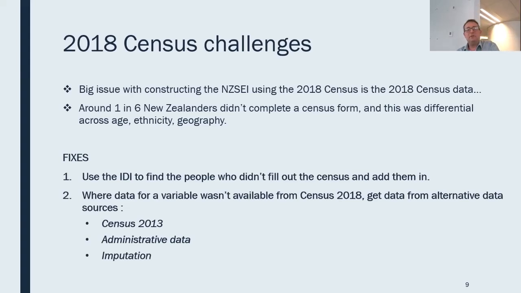And particularly of interest to us is the fixes that they used, given that they didn't have everyone complete a census. Basically, there were two main fixes. There was a third one that was related to what to do with people who were in prisons or in other defence establishments.